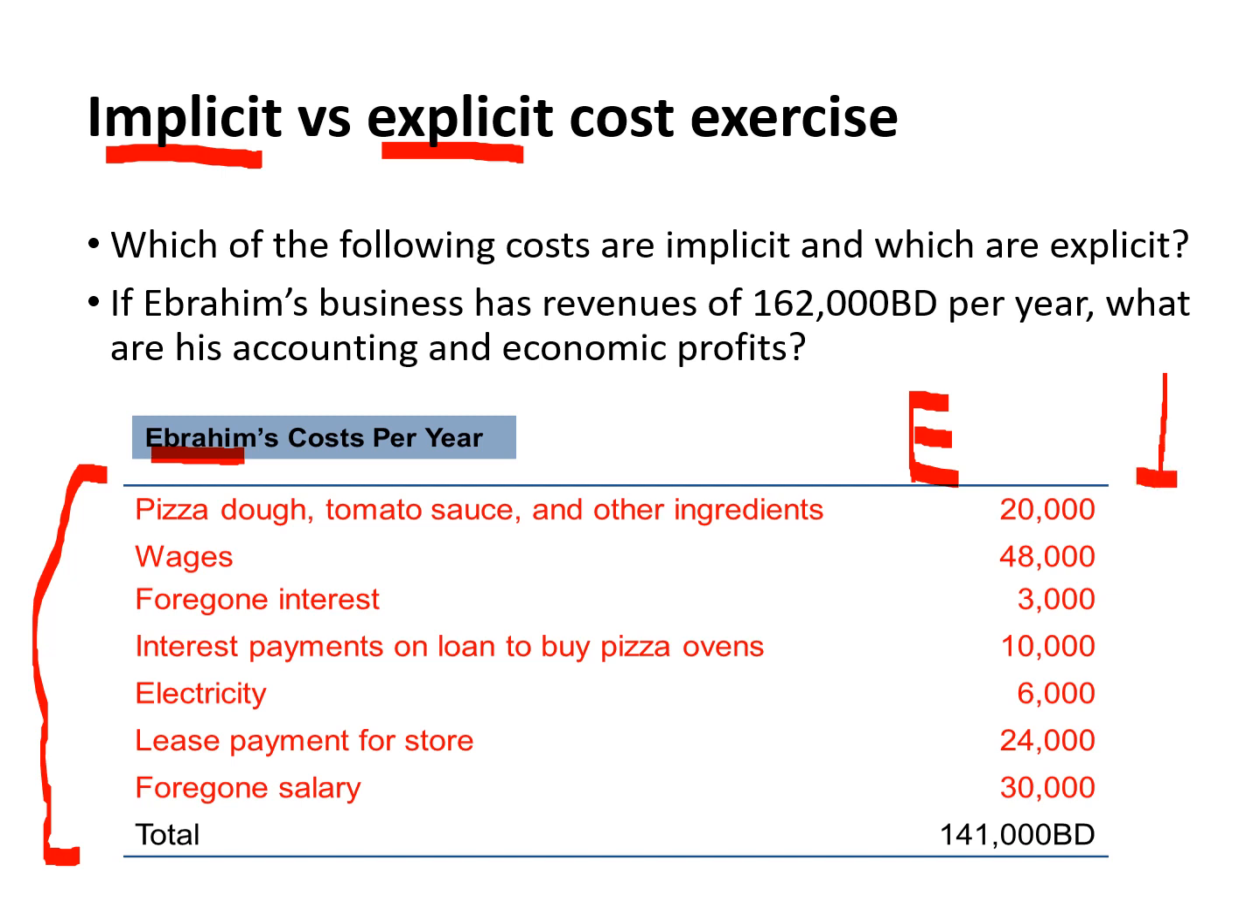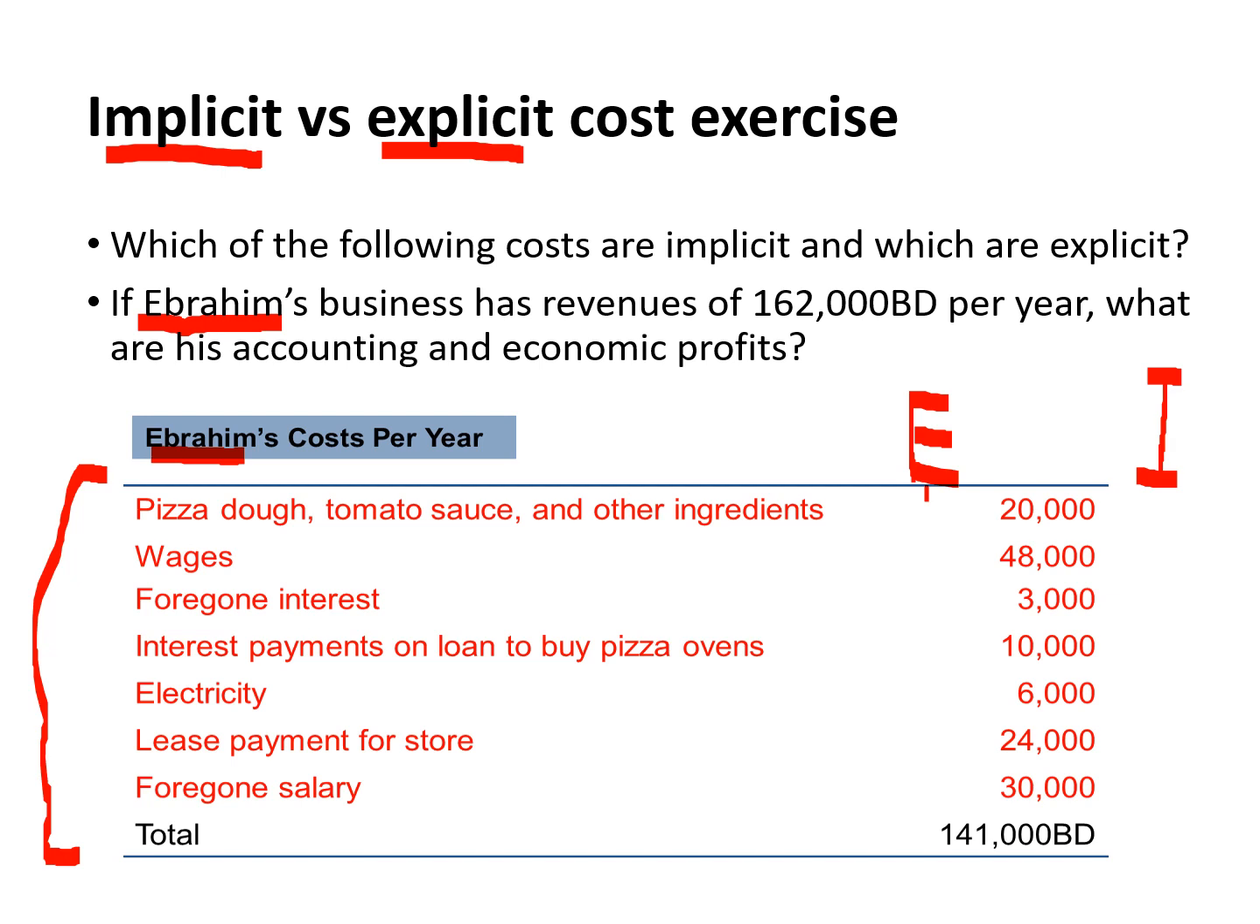Okay, so we'll go through each of these items, and before I say the answer, shout out, is this item explicit or implicit? And how will you figure it out? Well, if Ibrahim must hand over money for this cost, then it's explicit. If he doesn't need to hand over money, it's implicit. Okay, it's an opportunity cost.